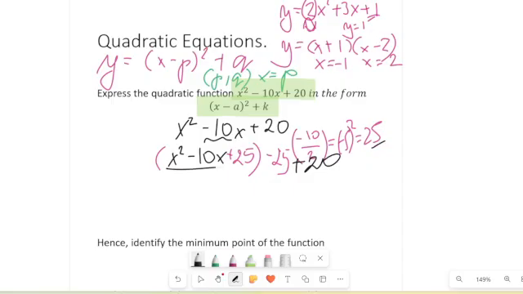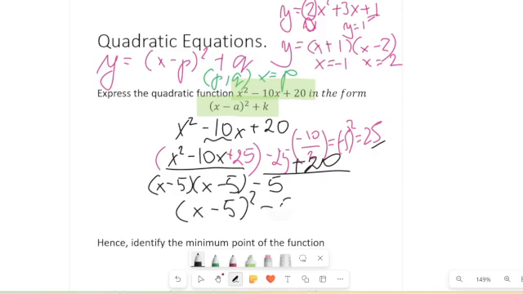Here you factorize that, and when you open up the two brackets, it must be the same bracket. So factors of 25 that add up to 10, so that's 5 and 5. From this I get just -5. So my vertex form is x minus 5 to be squared minus 5.